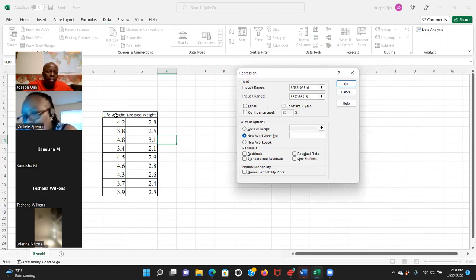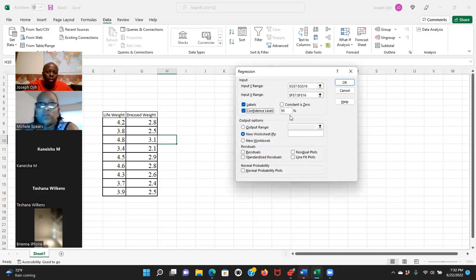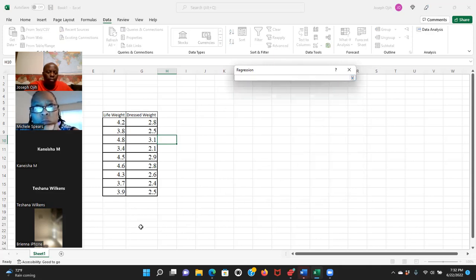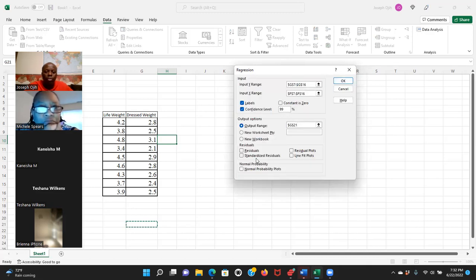Since you included the names when you're clicking on this, you gotta check Labels. And for the confidence level, they say use alpha 0.01, so 99%. For the output range is where you want it to present the result. So I'm gonna choose it under the question right here. Okay, that's the output. Now, more things we need to put is the residual.